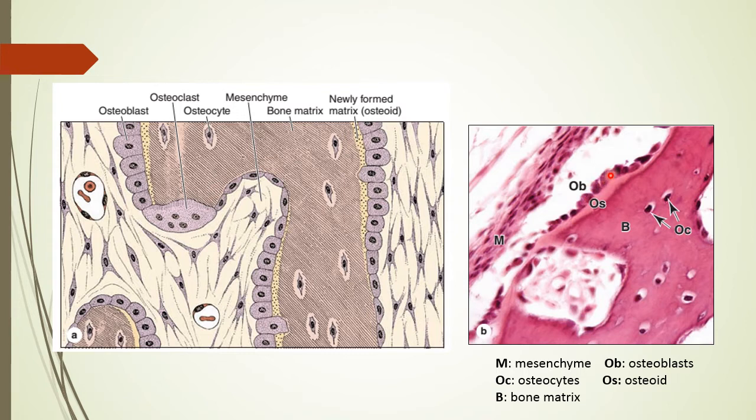Also, we see here the osteoblast, OB. These are active osteoblasts found on the surface of the bone matrix. And they synthesize the organic components of the bony matrix and also most of the inorganic material of the bone matrix.